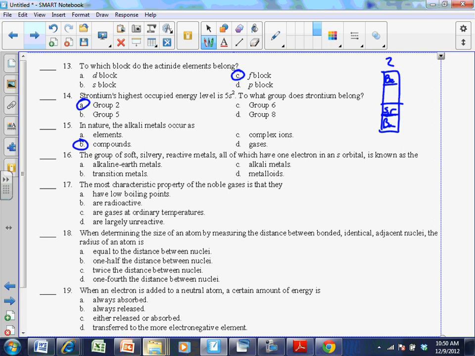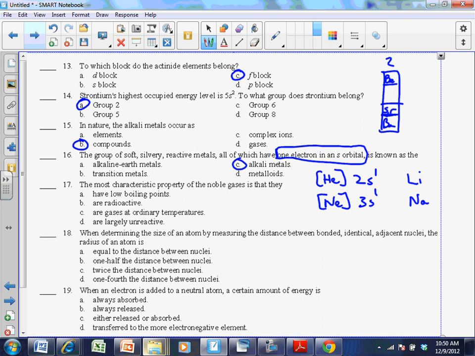16. The group of soft silvery reactive metals, all of which have one electron in an s orbital, is known as the alkali metals, right? One electron in an s orbital. That means these are s1. Okay, so helium 2s1 is lithium, and neon 3s1 is sodium, and potassium has 4s1, and so on.